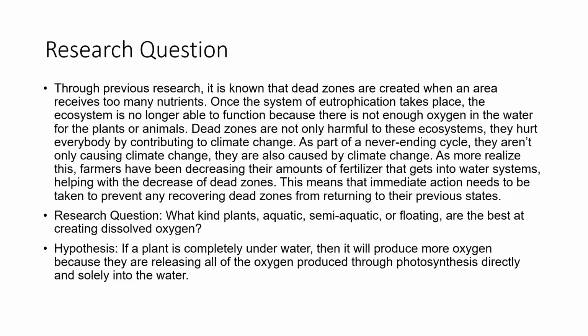Adding aquatic plants to these recovering ecosystems would be a good way to increase the DO levels in a sustainable way. This leaves the question of which plants are the best to plant to increase DO levels the most sustainably. This is where my experiment comes in. My research question is, what kind of plants, aquatic, semi-aquatic, or floating, are the best at creating dissolved oxygen? My hypothesis is if a plant is completely underwater, then it will produce more oxygen because they are releasing all of the oxygen produced through photosynthesis directly and solely into the water.